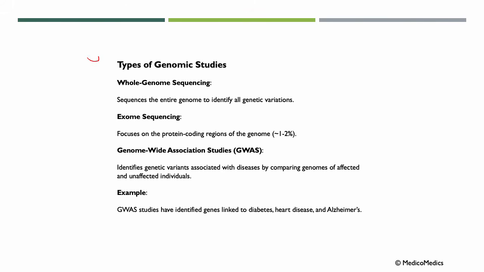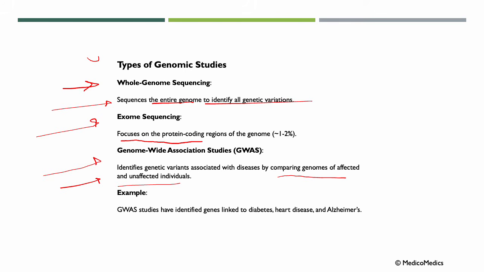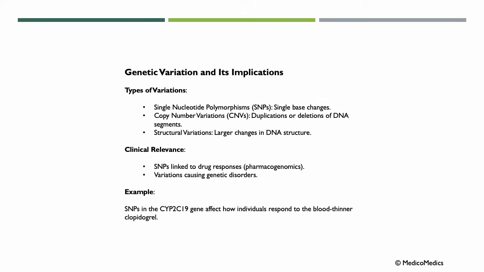Some different types of genomic studies. So we have whole genome sequencing, which sequences the entire genome to identify all genetic variations. Exome sequencing focuses on protein coding regions of the genome. Genome-wide association studies identify genetic variants associated with diseases by comparing genomes of affected and unaffected individuals. Examples: genome-wide association studies identified genes linked to diabetes, heart disease, and Alzheimer's.